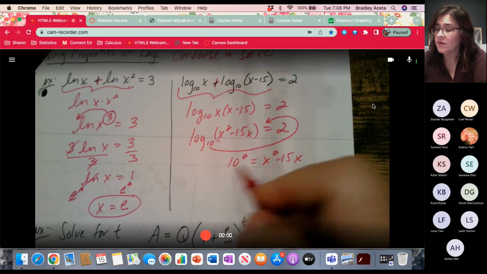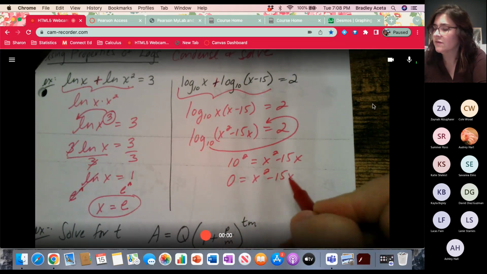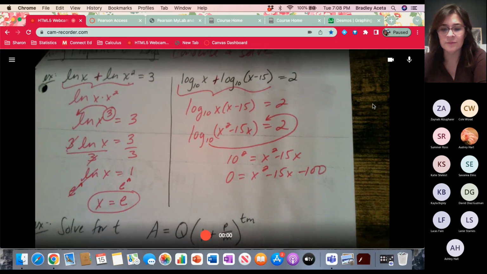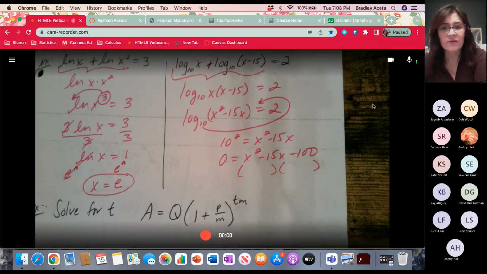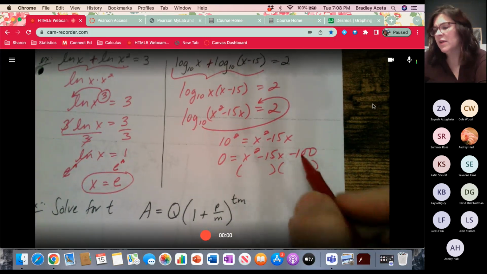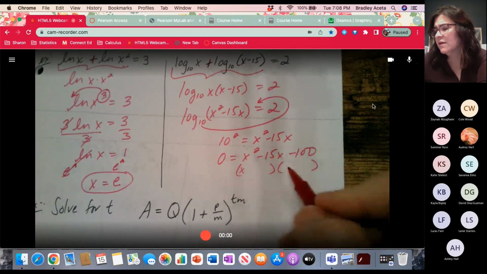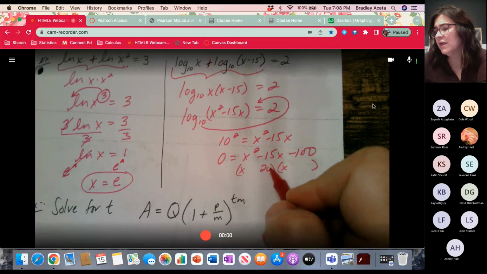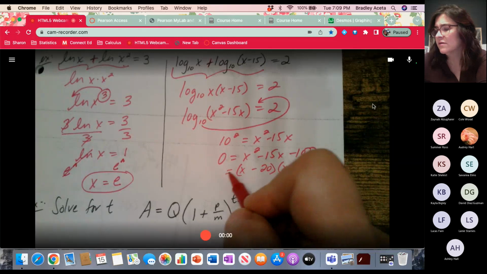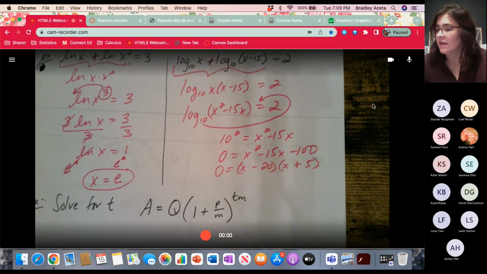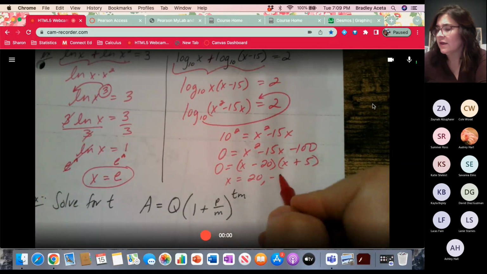So anything with squares, though, I'm going to set equal to 0. So this would be 0. This would be x squared minus 15x minus 100. And then I'm going to have to factor it, hopefully not quadratic formula it, but I don't think so. I can already think of two numbers that multiply to 100 but make 15. So that would be 20 and 5. And this has to be negative and this has to be positive. So then my two answers for x would be 20 and negative 5.